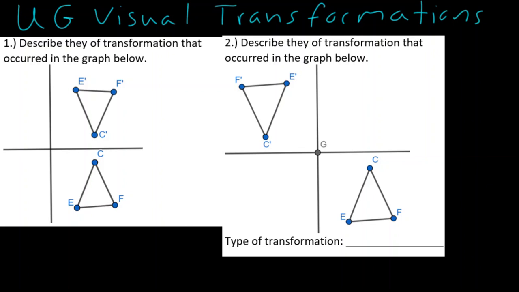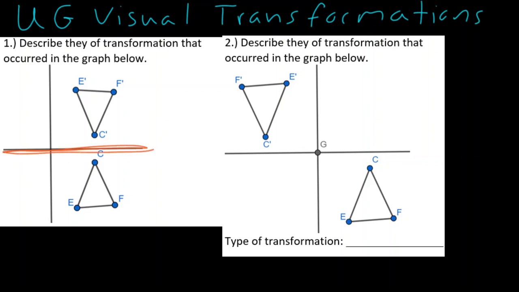Alright, and welcome to the ultimate guide to visual transformations. Now, in number one, it says describe the type of transformation that occurred in the graph below. Alright, so a little bit of a typo in the wording, but yeah, describe the type of transformation that occurred in the graph below. Well, notice it really seems like these two triangles are pointing at this line.